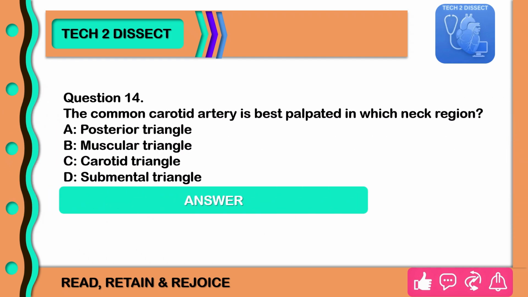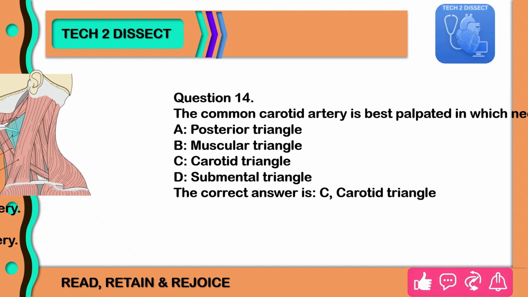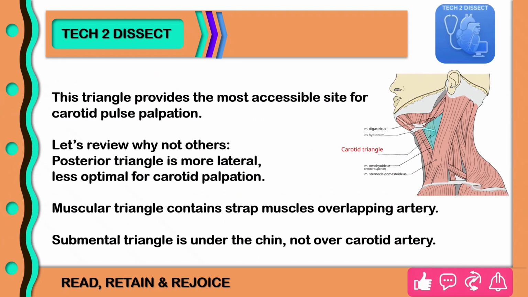Question 14. The common carotid artery is best palpated in which neck region? A. Posterior triangle. B. Muscular triangle. C. Carotid triangle. D. Submental triangle. The correct answer is C. Carotid triangle. This triangle provides the most accessible site for carotid pulse palpation.